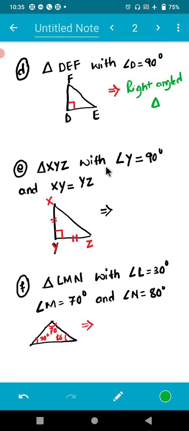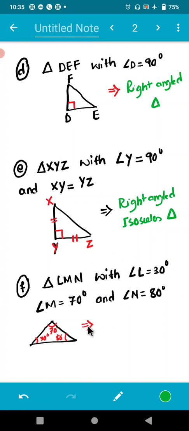Okay, now let's see what is there in sub number E. In triangle XYZ with angle Y 90 degree and also XY is equals to YZ. So see, it is right angle triangle also and it is isosceles triangle also. Fine. So how to combine the names? So we will write right angled isosceles triangle. Understood? So it's a combination of right, as because 90 degree is there. For 90 degree I have written right angle, as because the two sides are also equal to each other, it's the same triangle. So the name of this triangle would be right angled isosceles triangle.